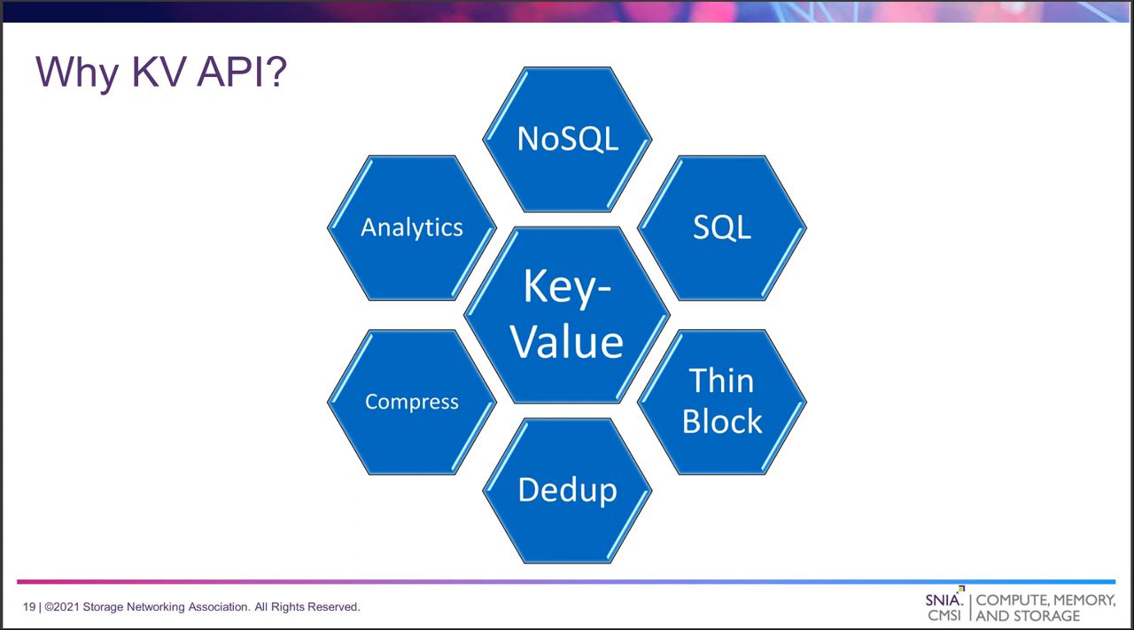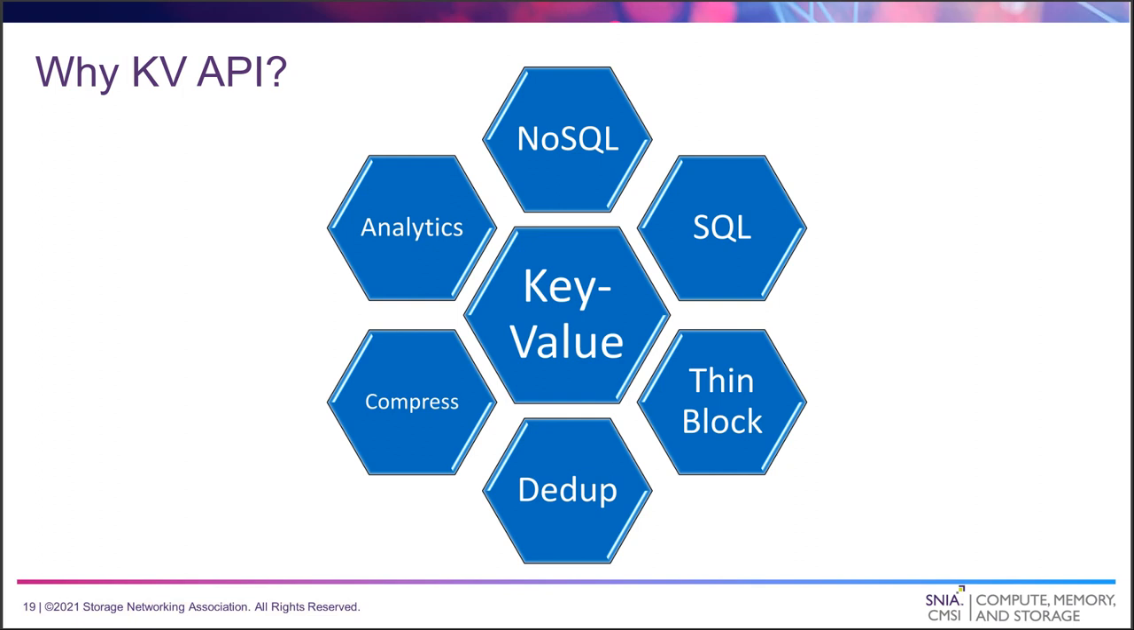So why block and KV? Well, KV is an abstraction much stronger than block. We can think of it as a generalization of block. In block API, we have a logical block address, an LBA, of a fixed size mapped to, say, a 4 kilobyte block value. So it's clear why a block API is a special case of KV.